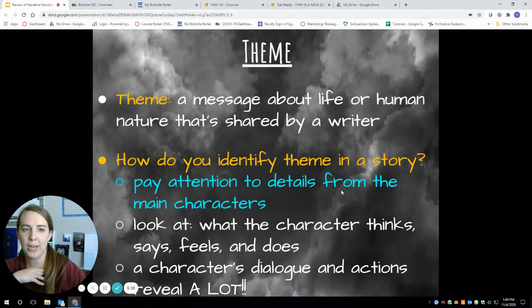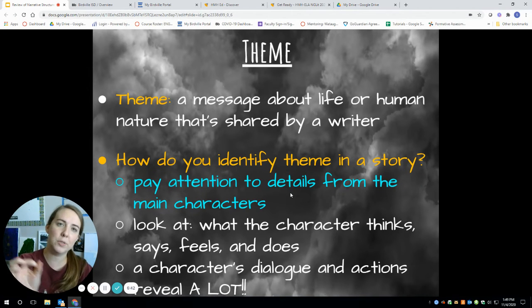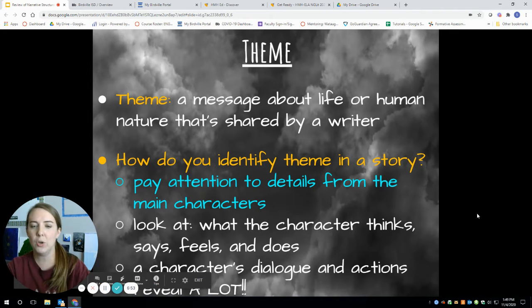So speaking of which, how do you identify theme in the story? The idea is to pay attention to the details from the main characters. Look at what your main characters are thinking, saying, feeling, and what they are doing. All of those things are going to reveal that theme. So ultimately, the characters' dialogue, what they're saying, and their actions reveal a lot.